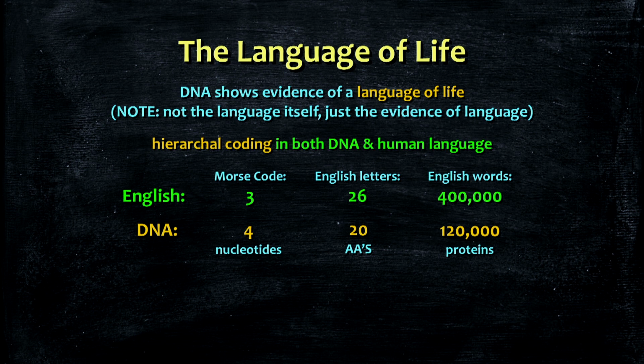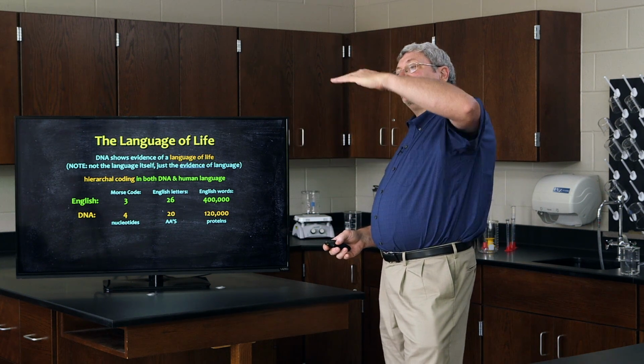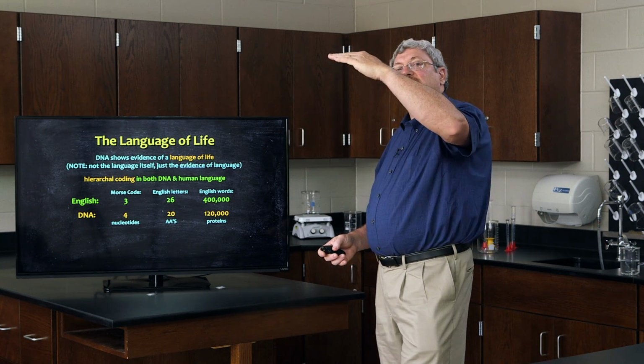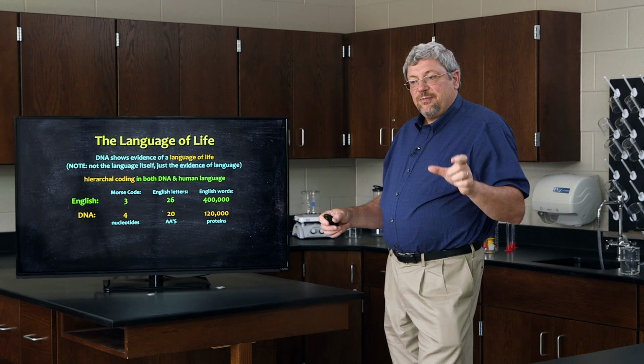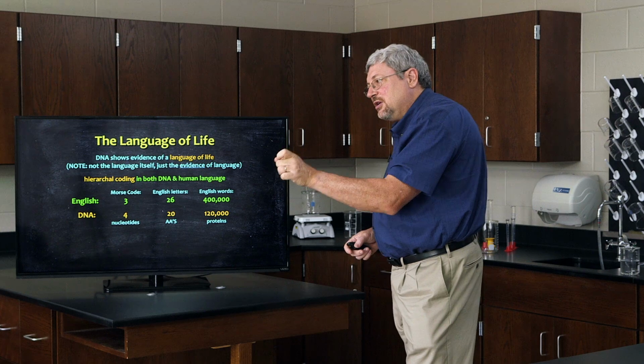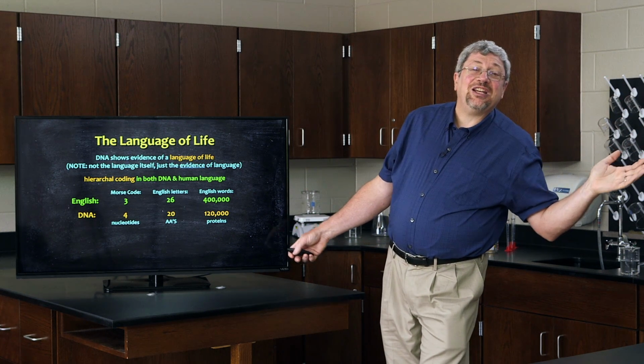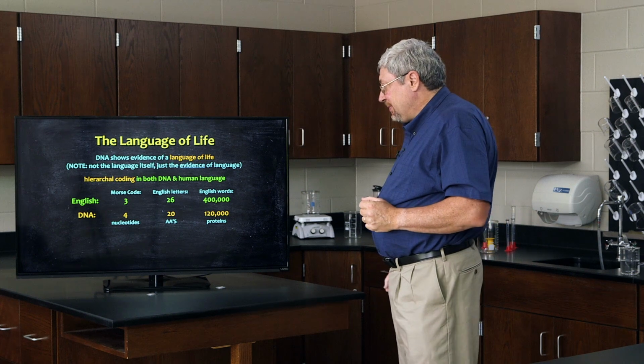The 400,000 words, that's the second level of coding. The words can be put together in sequences to produce sentences, concepts, very complex concepts. So we have multiple layers or hierarchical levels of coding: 3 coding for 26, 26 coding for 400,000, 400,000 coding for a virtually infinite number of concepts.